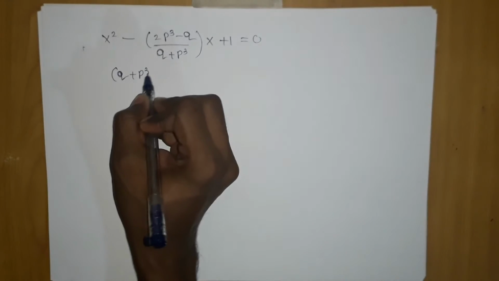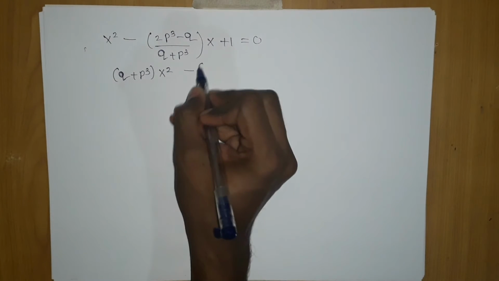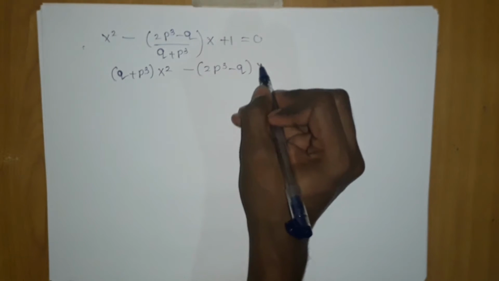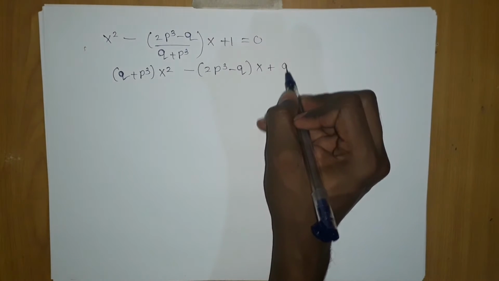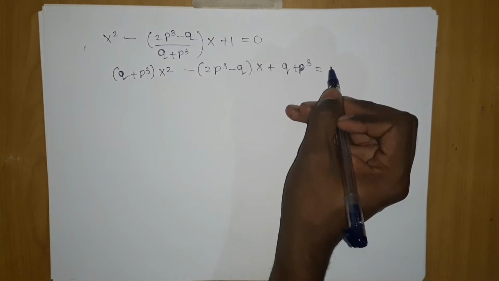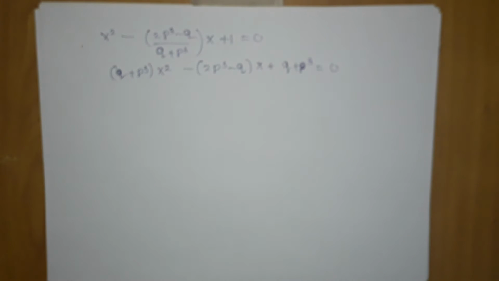If I multiply throughout by Q plus P cube, I will have Q plus P cube into x square minus 2P cube minus Q into x plus Q plus P cube should be equal to 0. So this is my required equation. Now this is what the answer is. But let me tell you one more thing.